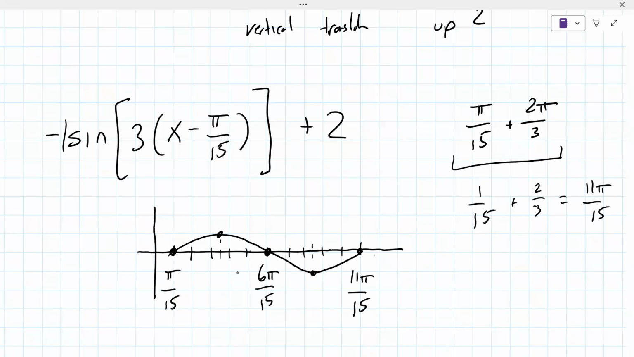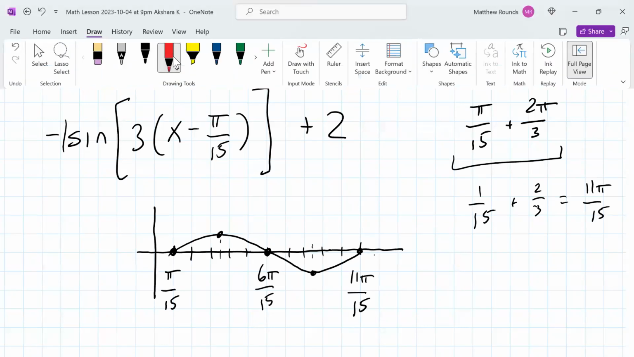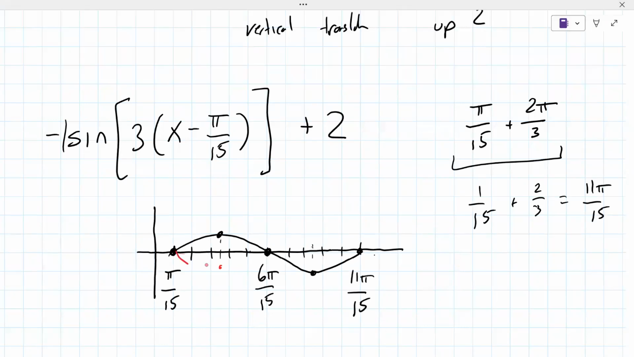Would we not move it up 2? We will. That's the last thing you do. Next, we're going to reflect it. I do not recommend you try to do this all in one step. It just can get really bad. So there's the reflection. And then now you can go up 2.